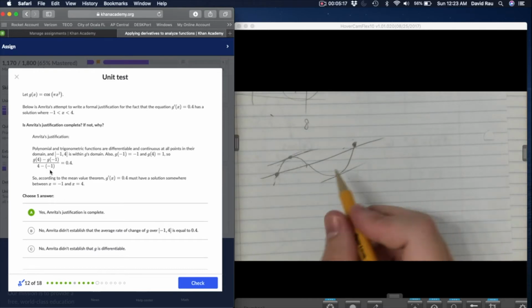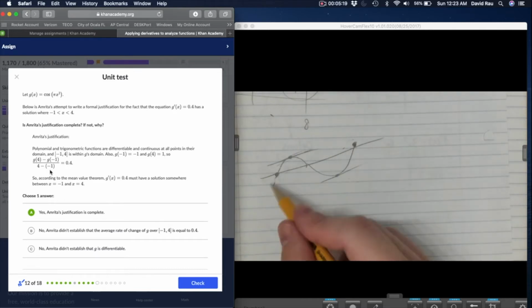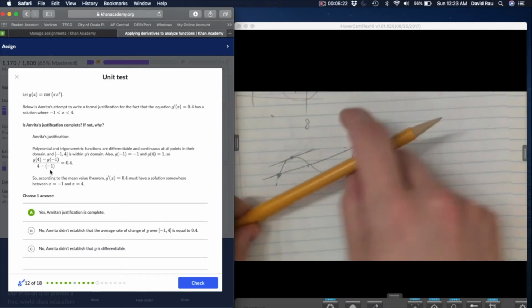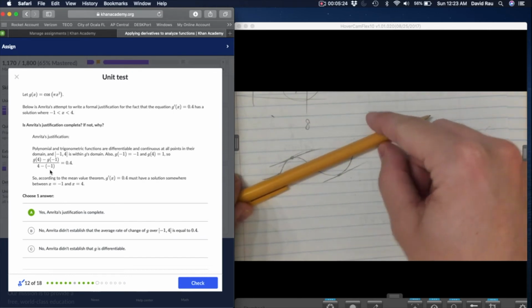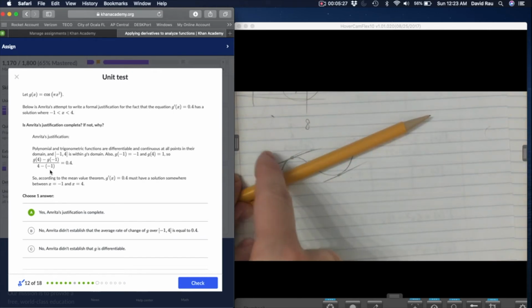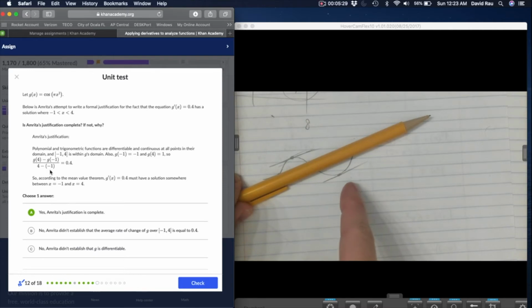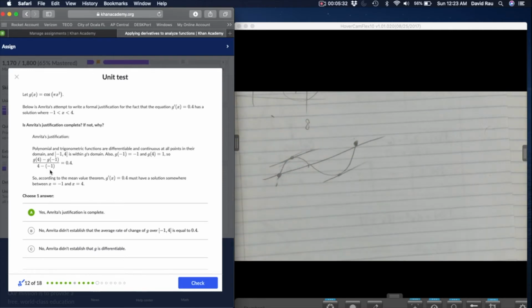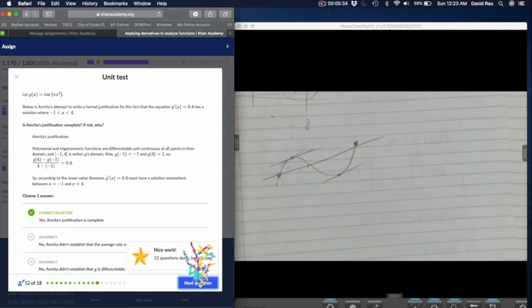That's what the mean value theorem says. It says if your function's differentiable and continuous, then as long as you connect 2 points anywhere, somewhere in between, at least one derivative has to also be identical to the average rate of change, or parallel to the average rate of change.